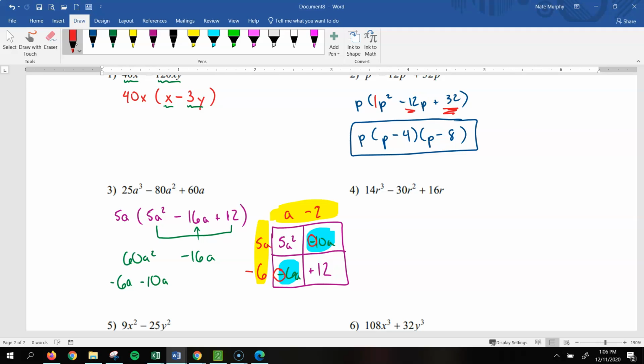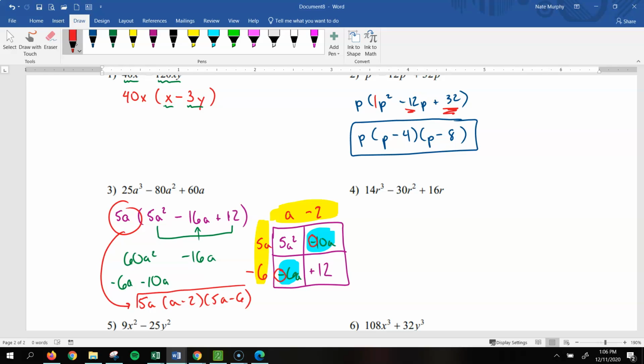So our final answer would be, now don't forget about the 5a from the beginning. That's still part of our answer. And then we would have a minus 2 and 5a minus 6. It does not matter what order we put those in, as long as we have those as our factors.